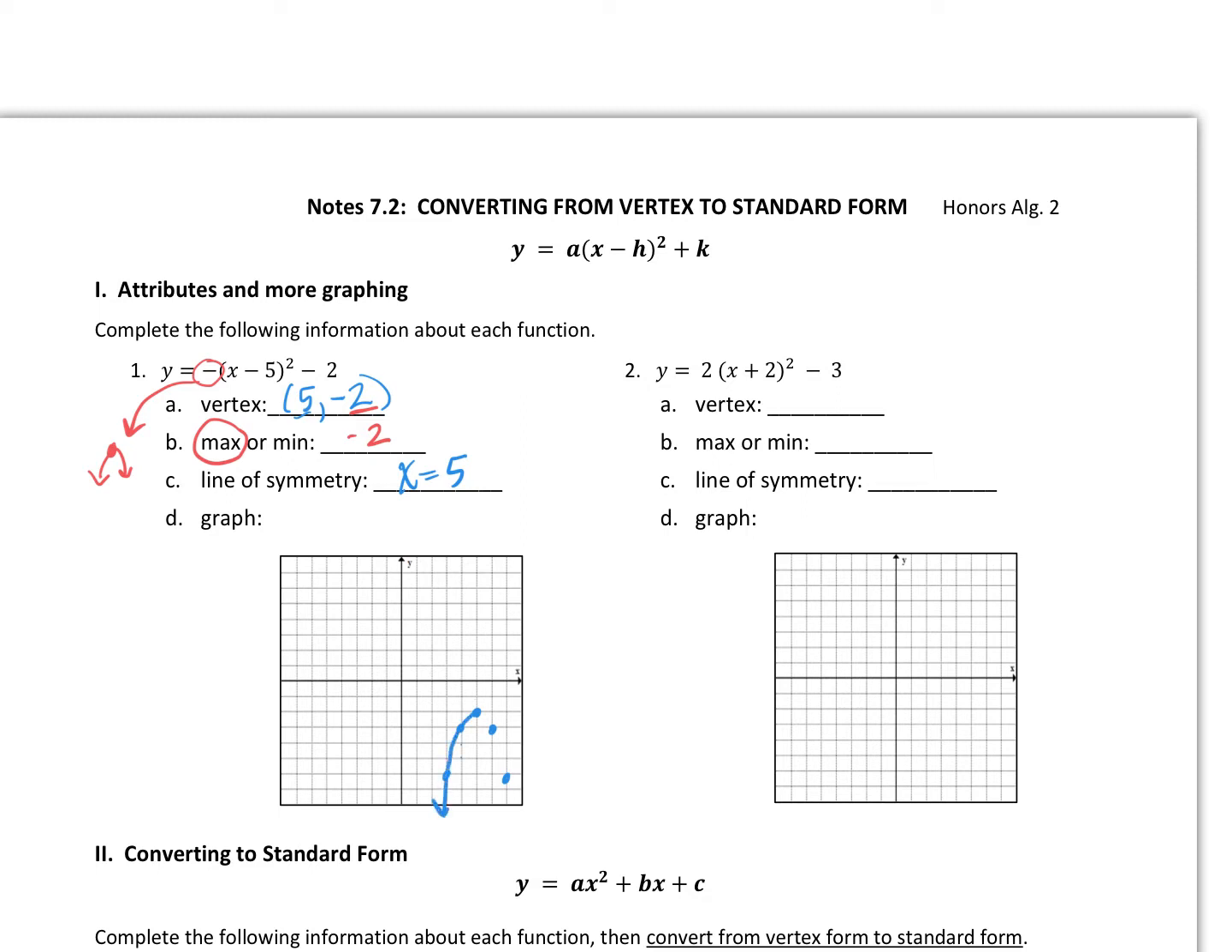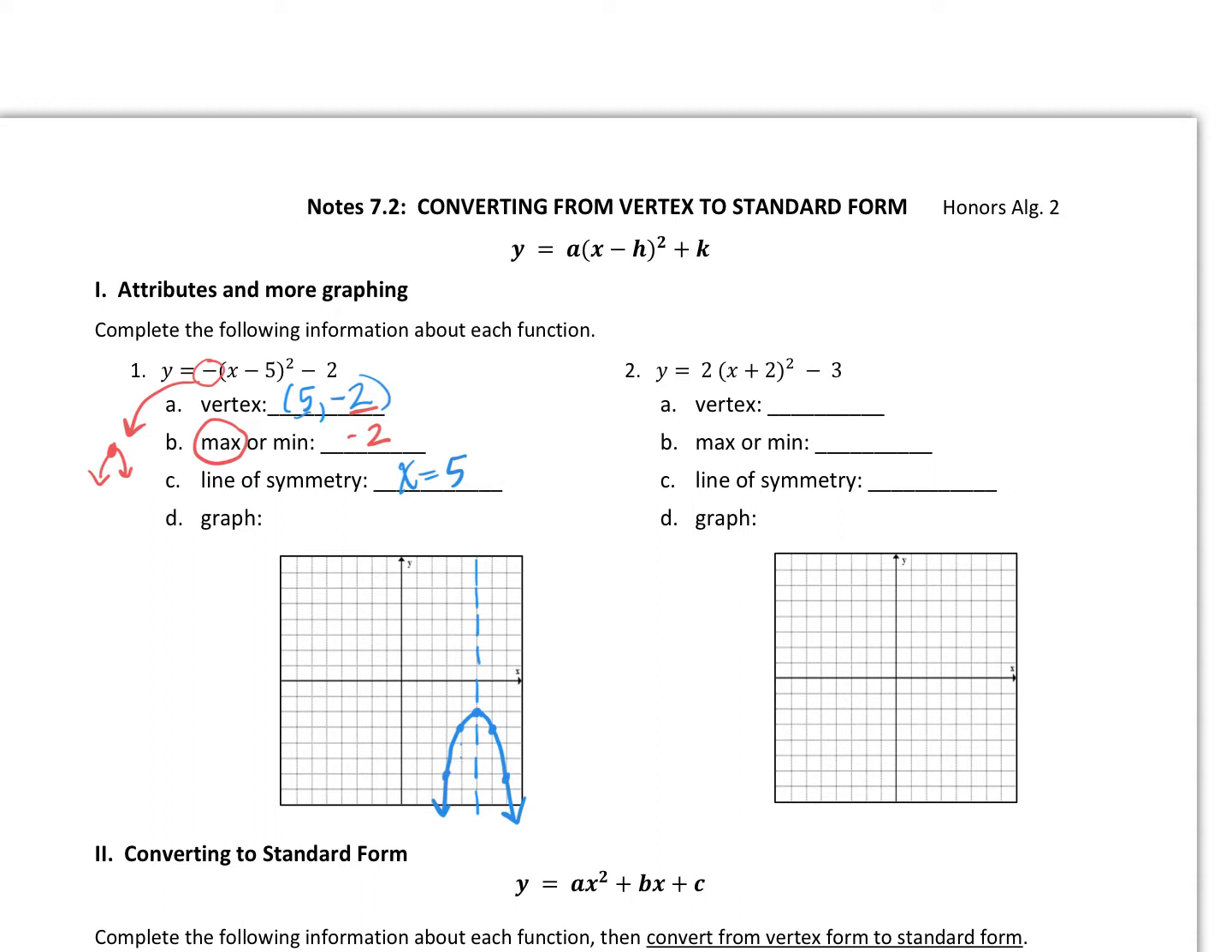Now, since these problems are asking us for a line of symmetry, let's go ahead and draw that in. It's just going to be a dotted line going through the vertex. Use your straight edge and make it look like that. It really does help with graphing.